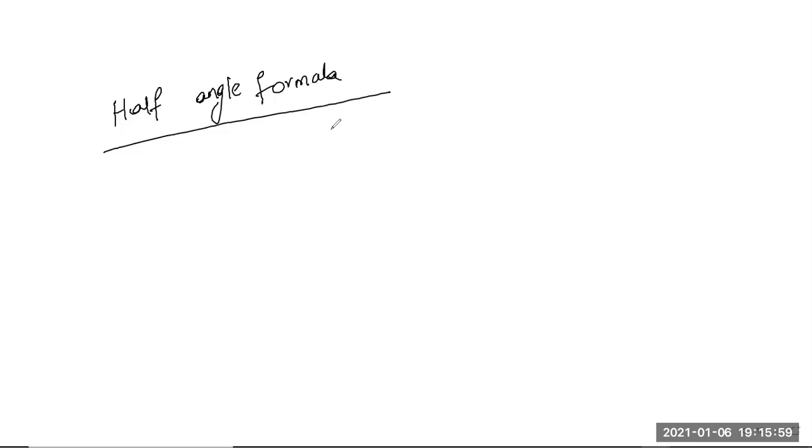Okay, we know what is cos 2a. Cos 2a is simply cos square a minus sin square a. Yeah, what is cos 2a? It's 2 cos square a minus 1. Yeah, right, 2 cos square a minus 1 or cos square a minus sin square a, because if I convert this sin square a into 1 minus cos square a, you will get 2 cos square a minus 1.